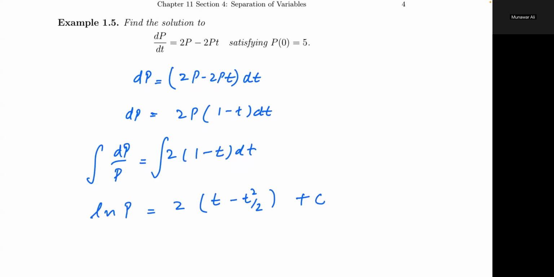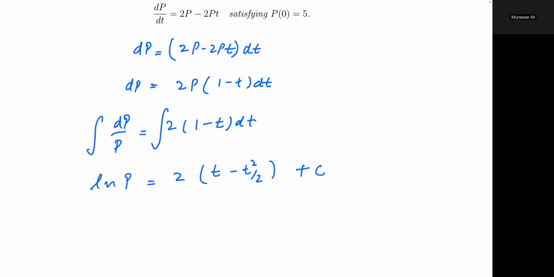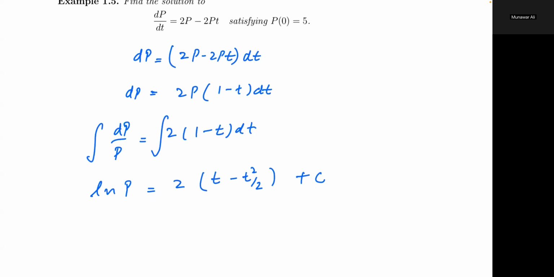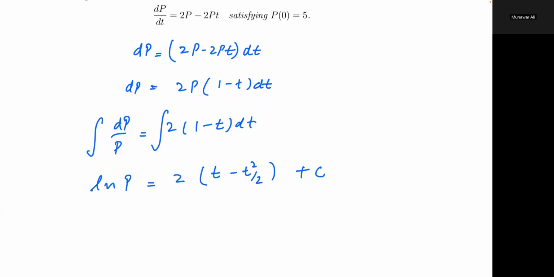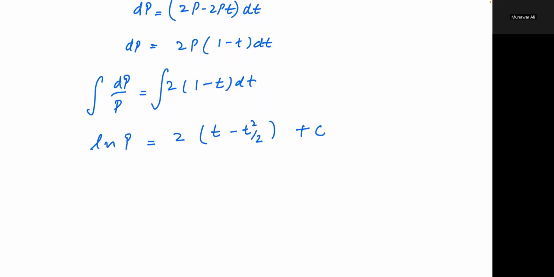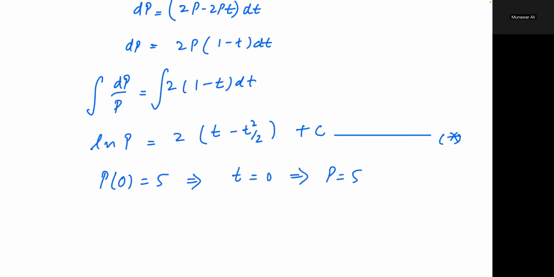If you want, you can write the explicit solution here. If not, then you can just find the value of the constant first, then write the explicit solution. It's all okay. So p of 0 is equal to 5. Okay, let's name this star first. This means that for t equal to 0, the value of p is equal to 5. You substitute this in the star equation. Left hand side would be natural log of 5. Right hand side would be 2 times 0 minus 0 squared divided by 2 plus c.